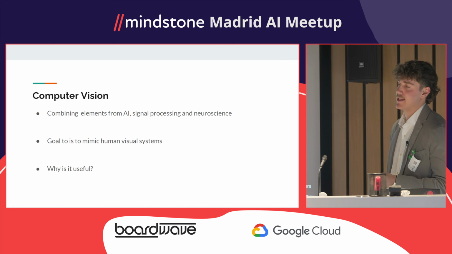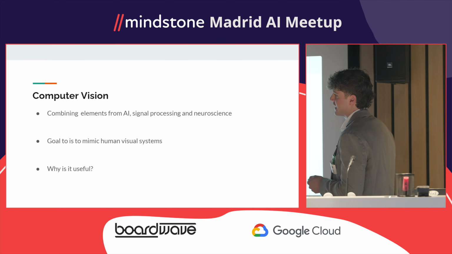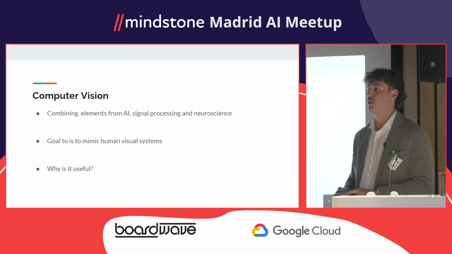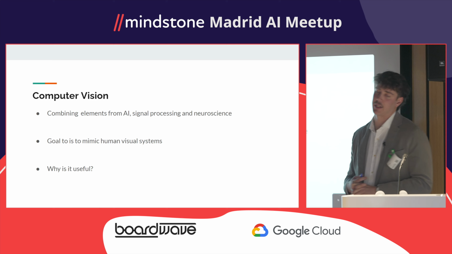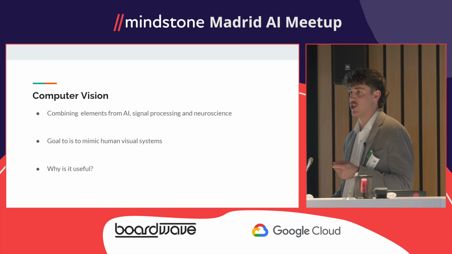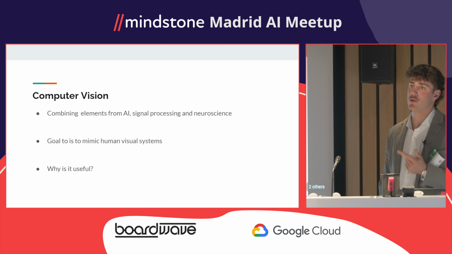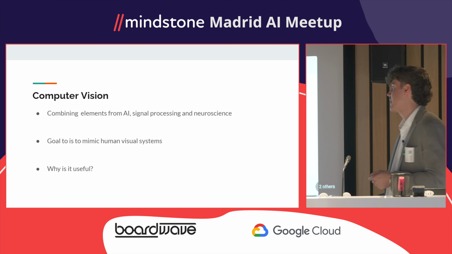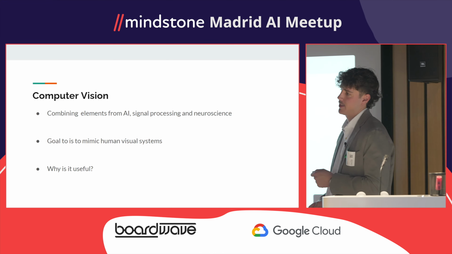So what is computer vision? Computer vision is an interdisciplinary field combining elements from AI, neuroscience, and signal processing. It allows us to derive meaningful information from images, videos, and any visual input. Its goal is to mimic human visual systems.